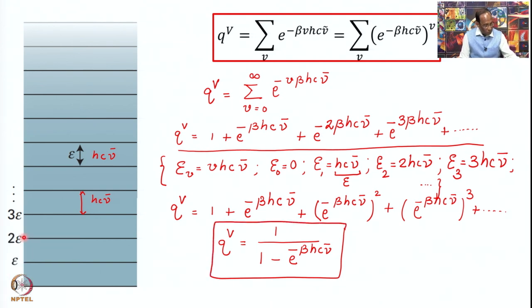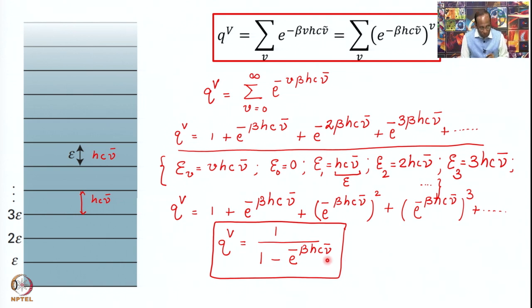This is the expression that you are going to use to determine the vibrational contribution to the partition function. Remember that we have used only one approximation here, and that approximation is that we have considered the system to be a harmonic oscillator, which has led to this uniform ladder of energy levels, and we have not used any other approximation.